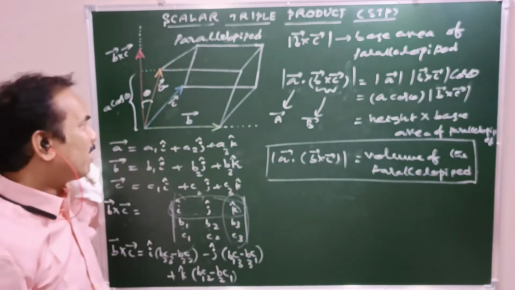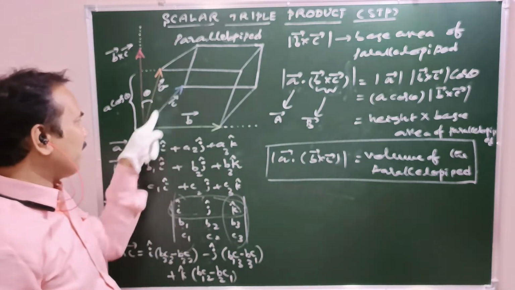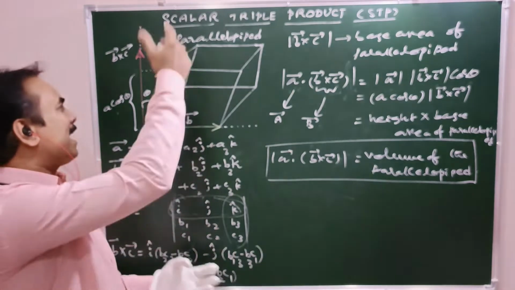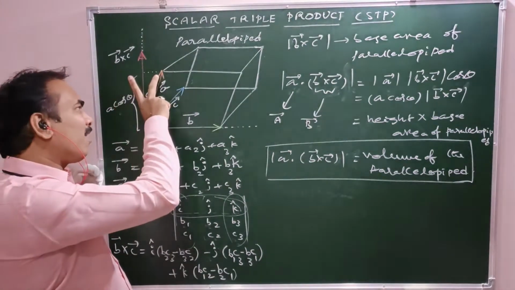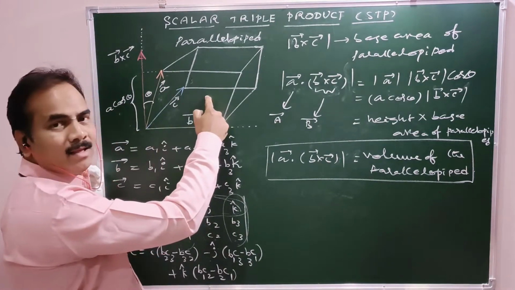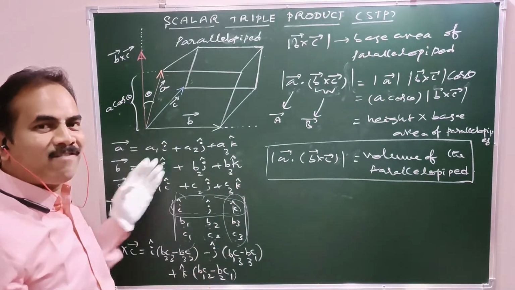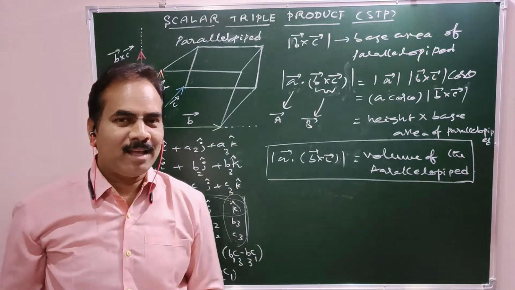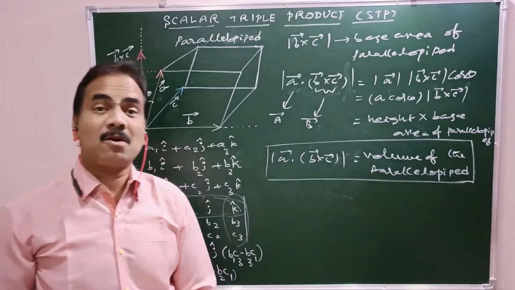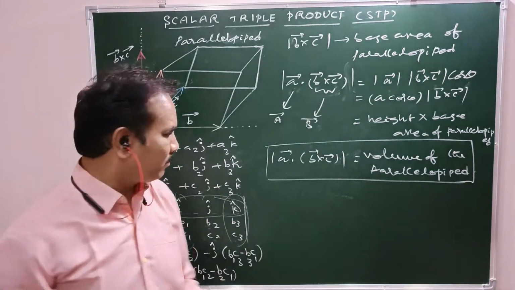If all the three vectors are coplanar, can we construct this kind of three-dimensional figure? We can't construct. Why? Because if A bar is also lying in the plane of B bar and C bar, then we can't get height for the diagram. If A bar is lying somewhere here in this plane, now what about A cos theta? 0. There is no height for the figure. That is the reason why if all the three vectors are coplanar, then volume of that parallelepiped becomes equal to 0.